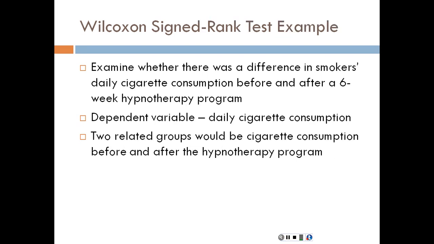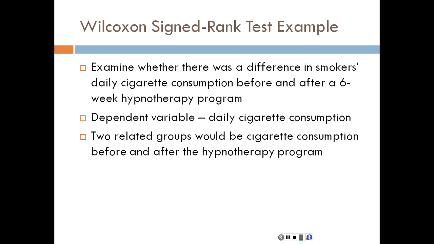So let's look at a couple of examples of when you can use a Wilcoxon signed rank test. For instance, if we would like to examine whether there was a difference in smokers' daily cigarette consumption before and after a 6-week hypnotherapy program, your dependent variable in this case would be their daily cigarette consumption, and your two related groups would be the cigarette consumption values before and after the hypnotherapy program.